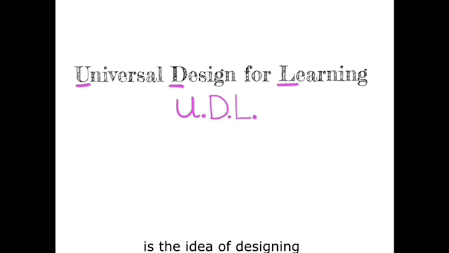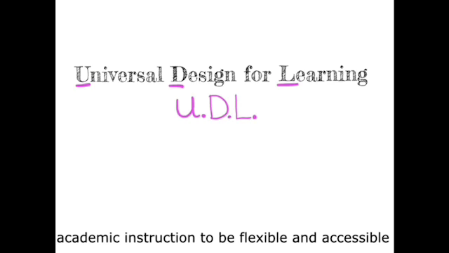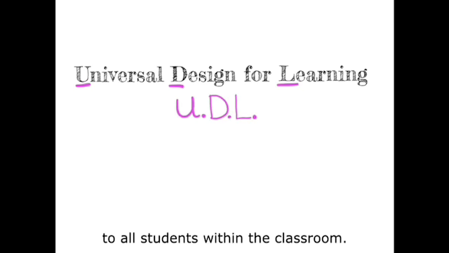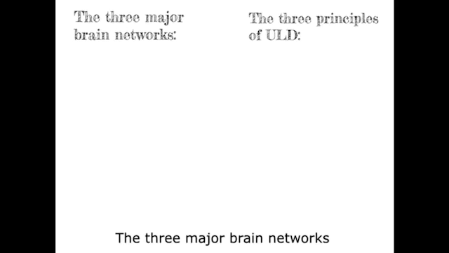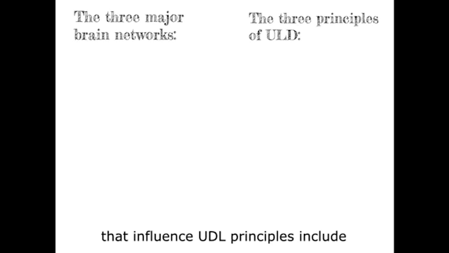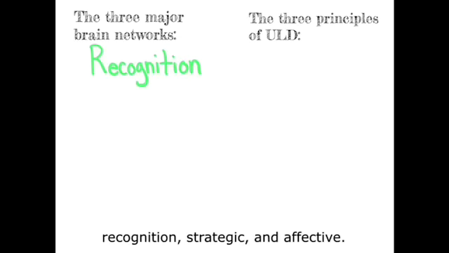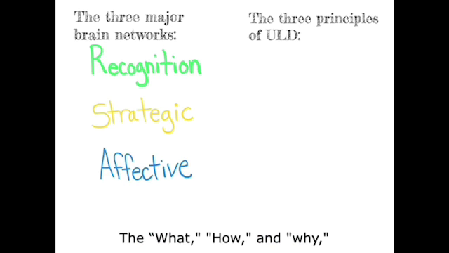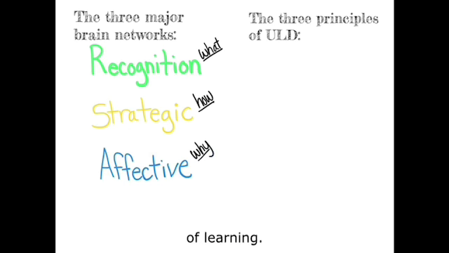Universal Design for Learning, or UDL, is the idea of designing academic instruction to be flexible and accessible to all students within the classroom. The three major brain networks that influence UDL principles include recognition, strategic, and affective. The what, how, and why of learning.